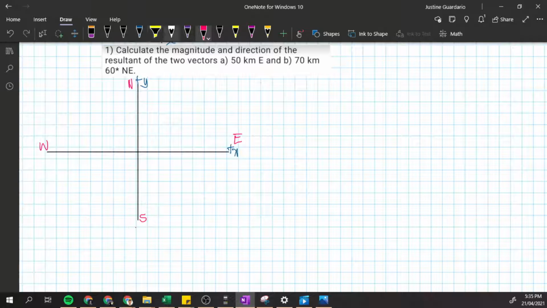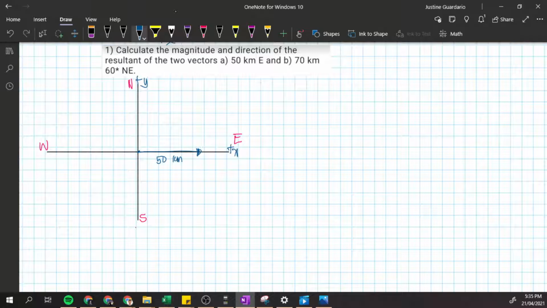Okay? Now, we now graph our vector. So, we have 50 kilometers east. Meron daw tayong vector na 50 kilometer east, so papunta dito. Kahit hindi ito naka-scale, at least we know anong itsura ng ating graph. Now, the next vector is 70 kilometer, 60 degrees northeast. So, how are we gonna draw this one?